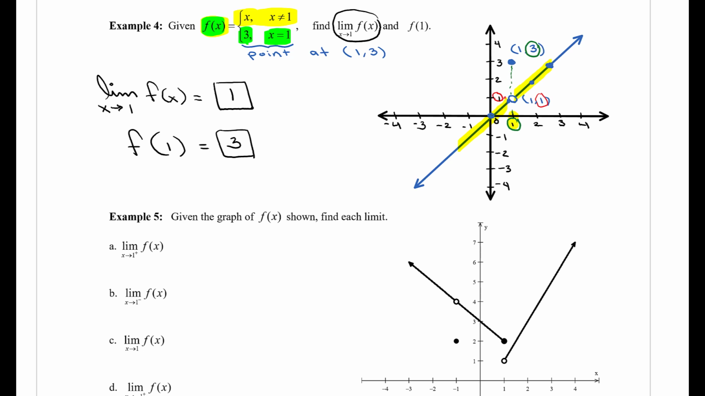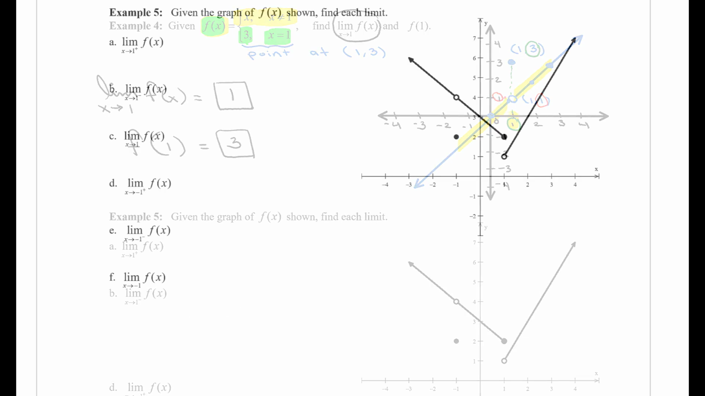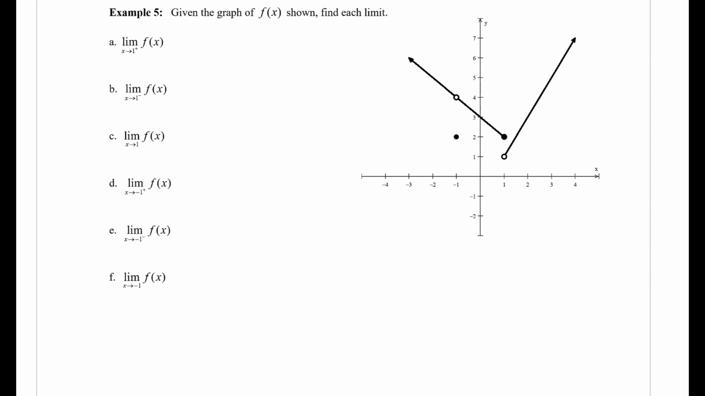on the left-hand side and the right-hand side, we have two different pieces of a function. Where x is equal to 1, there is a closed circle at 1, 2, and then to the left-hand side connected to it is a piece of a line with a hole at -1, 4. And then at x equal to 1, we have a hole or an open circle at 1, 1, and then to the right of that we have a piece of a line with a positive slope, going to the right.